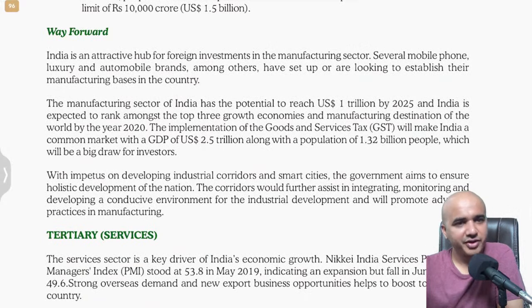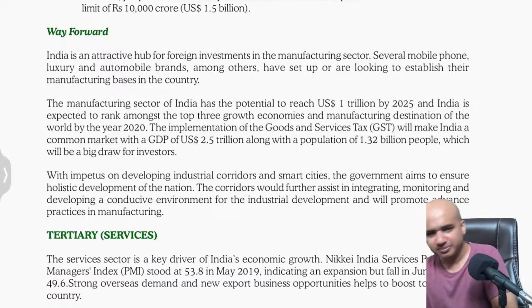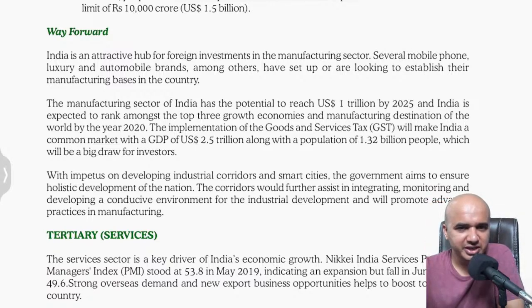Okay, let's look at the way forward. The manufacturing sector of India has potential to reach US dollars 1 trillion by 2025, and India is expected to rank among the top 3 growth economies and manufacturing destinations of the world by the year 2020. We are already in 2022. Okay. The implementation of goods and service tax will make India a common market with GDP of 2.5 trillion along with a population of 1. Okay, nonsense. Skip.